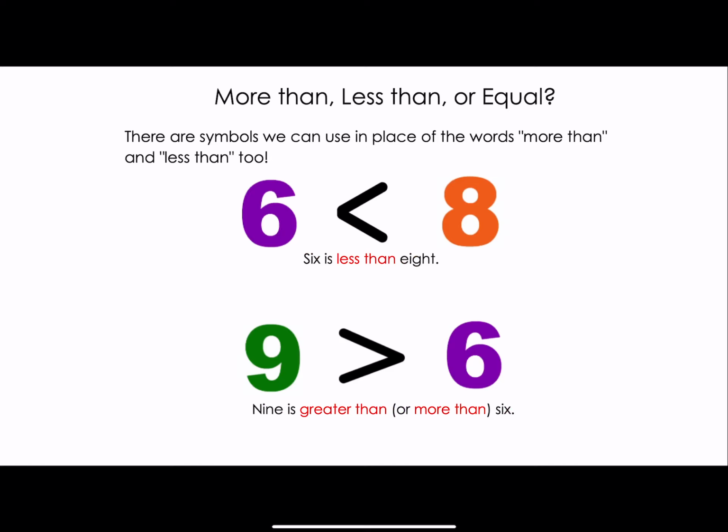More than, less than, or equal, they are symbols that we can use in place of words. So more than and less than. So 6 is less than 8. And you read it like a sentence. You start with the 6 and then you keep going across. Another way is you can say 9 is greater than or more than 6. And instead of using words, we can now begin to use these symbols.